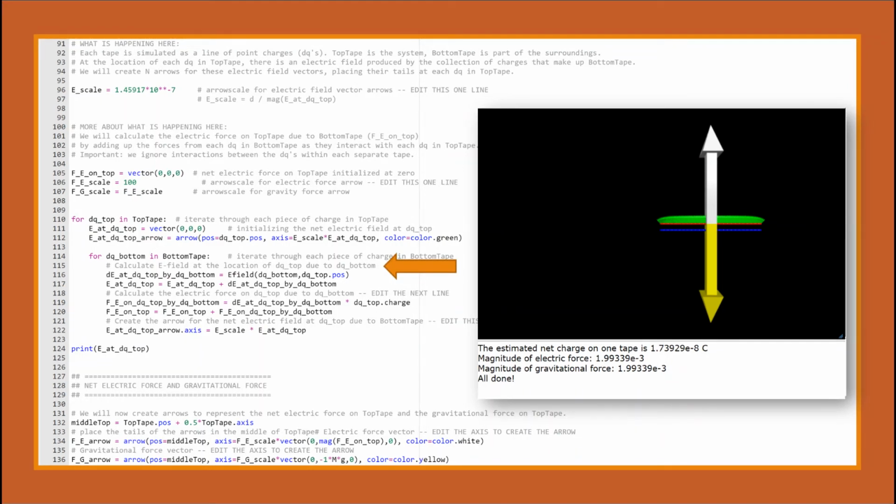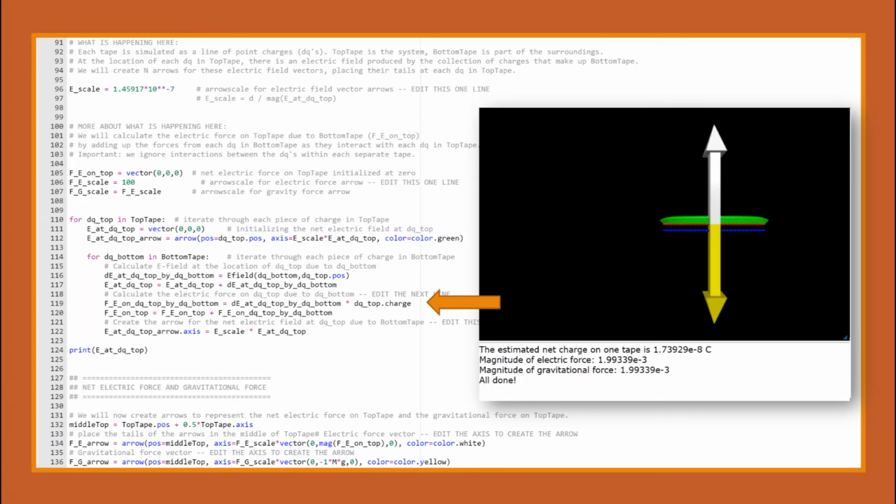Here, this is where I start calculating the electric field at the location of the top tape from the bottom tape. I stated before the E-field code that I was using in the beginning, and this is being put to work at this location right here. After I calculate that electric field, I then add it to the vector that we created in the previous slide, because we need vectors to continue our calculations below, which we're about to go over right now.